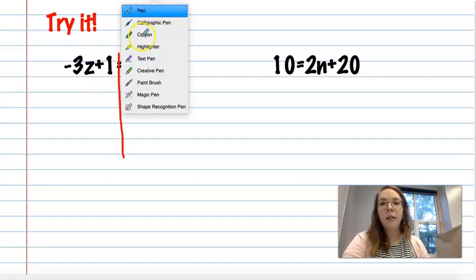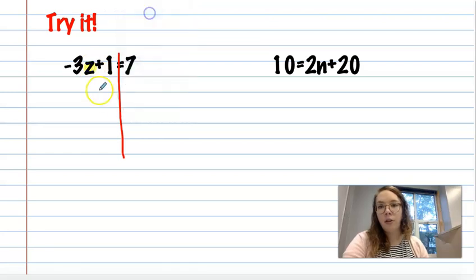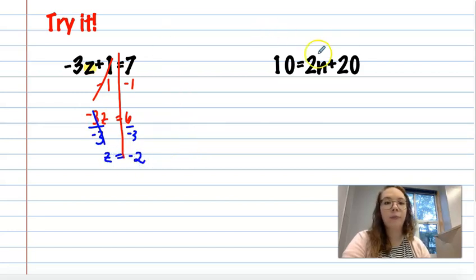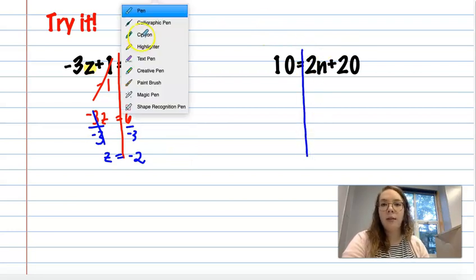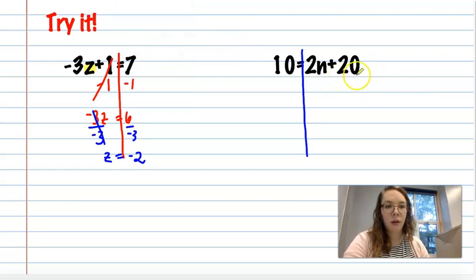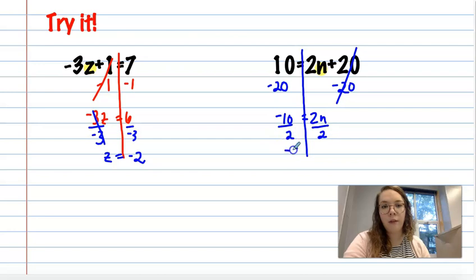So here we're isolating z. So first you have to subtract 1. And then you have to divide by negative 3. Which is negative 2. On this one, we're isolating n. So we're going to subtract 20, which is negative 10, and then divide by 2, which is negative 5.